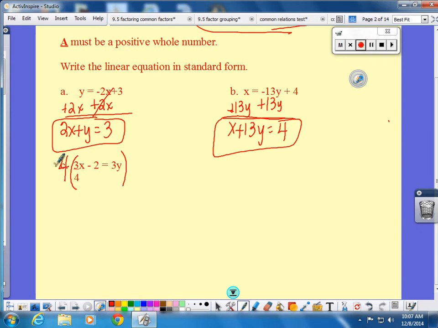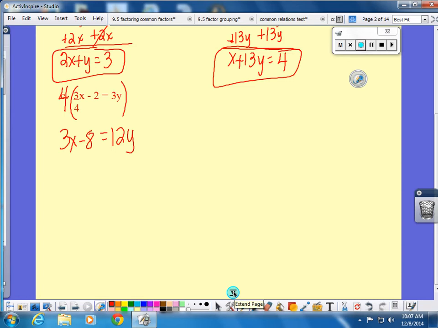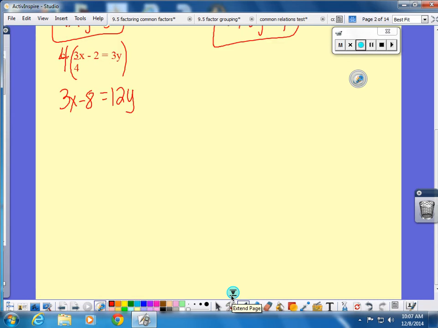And when the 4's cancel here, I get 3x. And then 4 times negative 2 is negative 8. And 4 times 3y is 12y. Does that look better? Now that negative 8 needs to go on the right hand side, and that 12y needs to come on the left side. You can add 8 to both sides to move the 8, and you can subtract the 12y from both sides to move the 12y. What would you do first? It doesn't matter. The y or the 8? Get rid of the 8. Alright, let's get rid of the 8.